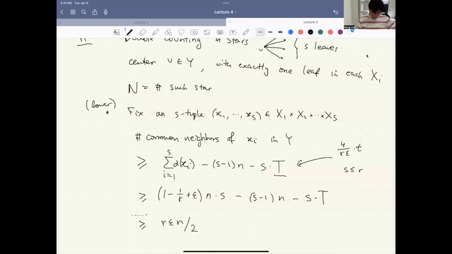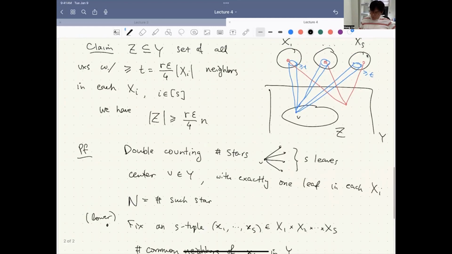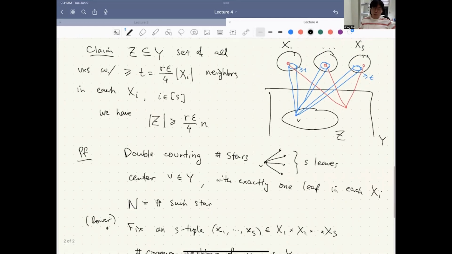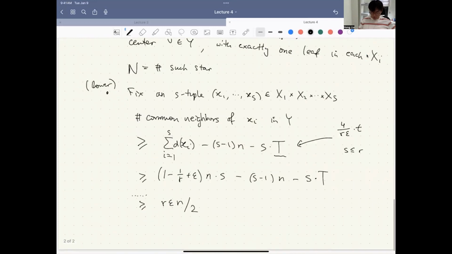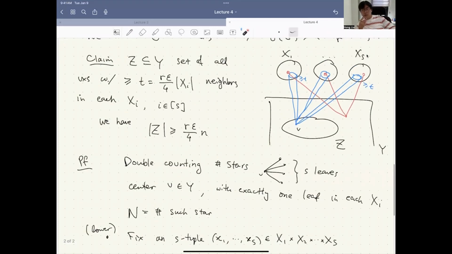Over 2 sec, just to be safe. So that's the calculation, the number of common neighbors. Now we have a lower bound. Let's give an upper bound on the number of such stars. Okay, how do we give an upper bound? Look at this picture again.